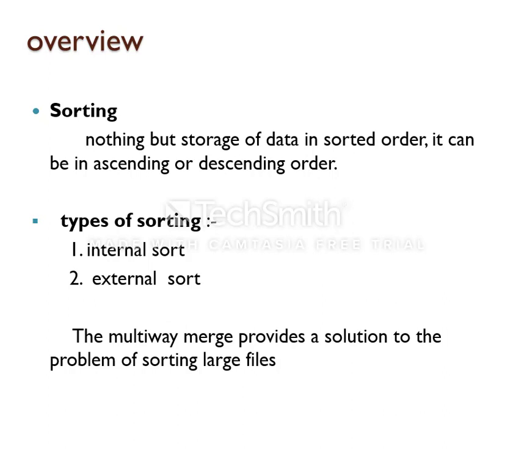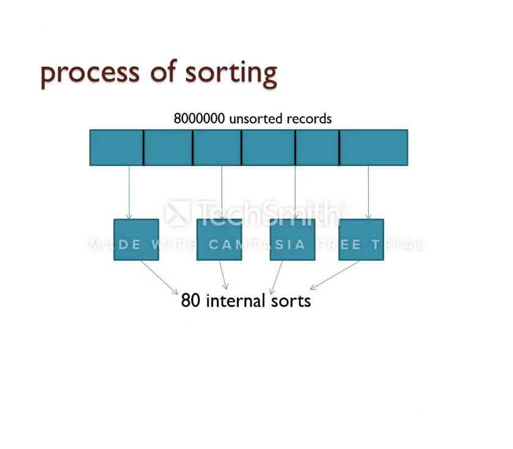External sorting can handle massive amounts of data. External sorting is required when the data being sorted does not fit into main memory. If a file is too large to be sorted in main memory, then it has to be sorted on disk. Now we will see the actual process of sorting large files. The multi-way merge provides a solution to the problem of sorting large files.